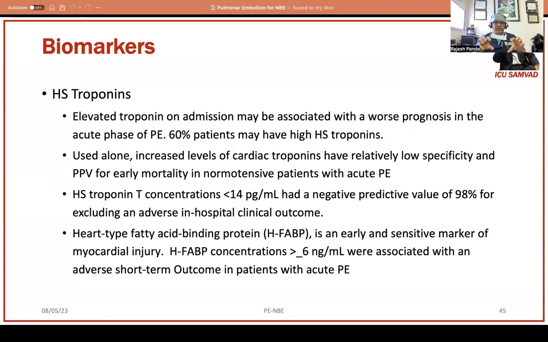If you are using this value alone, it has a low specificity and low positive predictive value. So this has to be used in conjunction with 2D echo and NT-proBNP and other clinical features. High sensitivity troponin T concentrations less than 14 picogram per mL have a negative predictive value of 98% for excluding adverse in-hospital outcome. Another new thing is heart-type fatty acid binding protein, HFABP, which is an early and sensitive marker, and levels in excess of 6 nanogram per mL are associated with adverse short-term outcome in these patients.